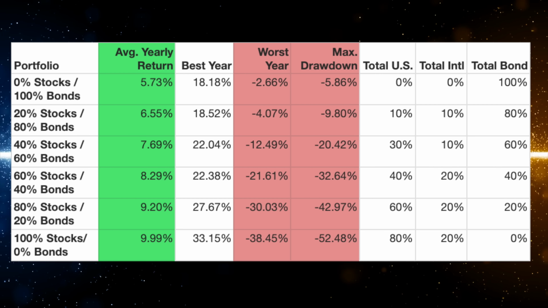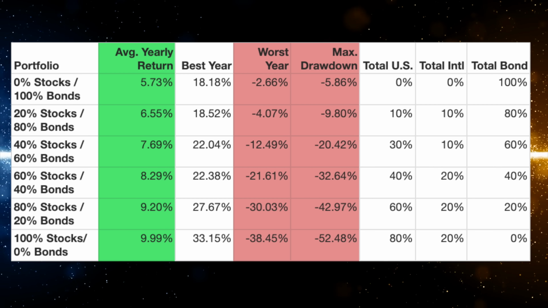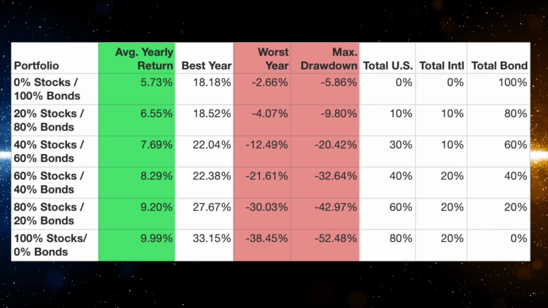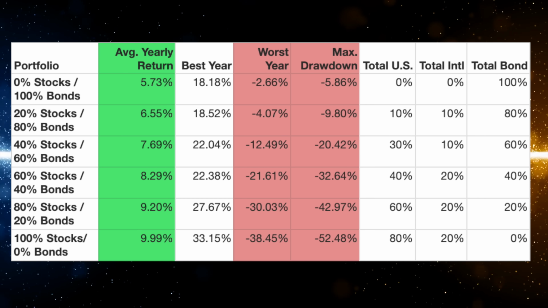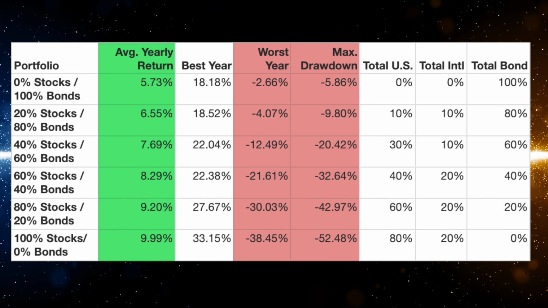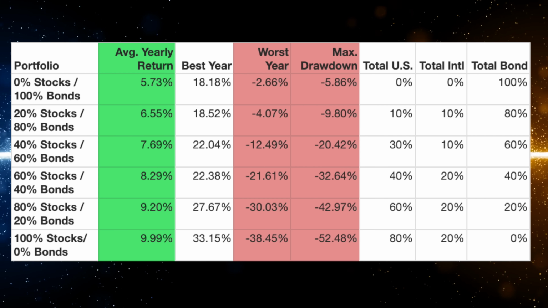On the last line, I tested a 100% stock and 0% bond allocation for 34 years. It gave us an average annual return of basically 10%. But, and this is a big but, you would have had to have been able to handle a worst year return of negative 38%, and a max drawdown of negative 52%.